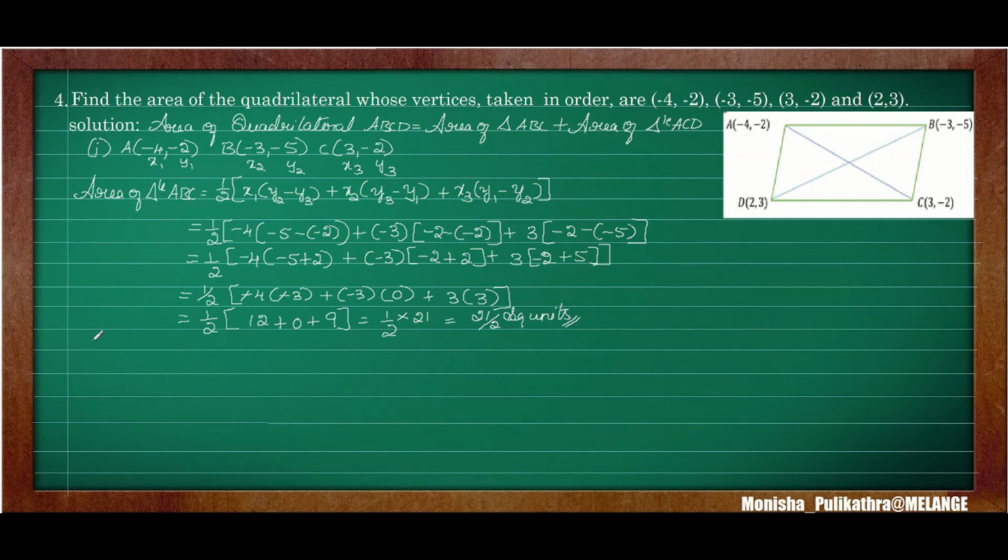Now we need to find out the area of triangle ACD. Okay, here A is -4 -2, that is x1 y1. Next is C is 3, -2, that is x2 y2, and D is 2, 3, that is x3 y3. Okay, next we need to apply the formula area of triangle ACD is equal to half into x1 into y2 minus y3 plus x2 into y3 minus y1 plus x3 into y1 minus y2.